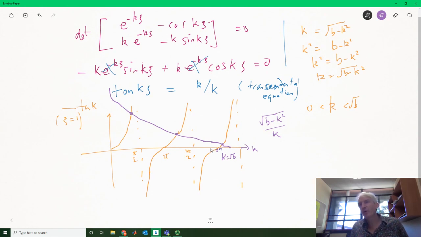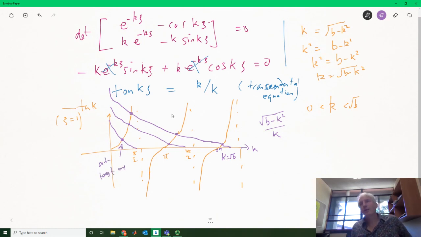If I lower the square root of b, I'm going to get a solution curve that comes down sort of like that. It's only going to have 2 solutions. I'm only going to get a finite number, but I'm always going to have 1, no matter what. There's always at least 1.